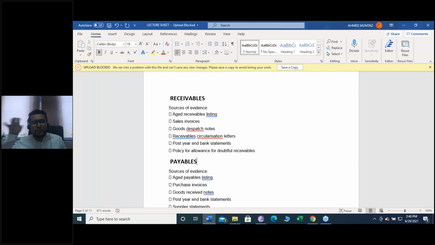So if the good dispatch note is there, if the sales invoice is there, it means those receivables are not fake, they do exist. Even the sales invoice could also verify the valuation of the receivable. If the receivable has been recognized at 5,000 and there was only one transaction, but the invoice says the amount was 4,000, it means the receivables are overstated. So you see, receivables can be verified through sales invoice, through good dispatch note, through age receivable listing.